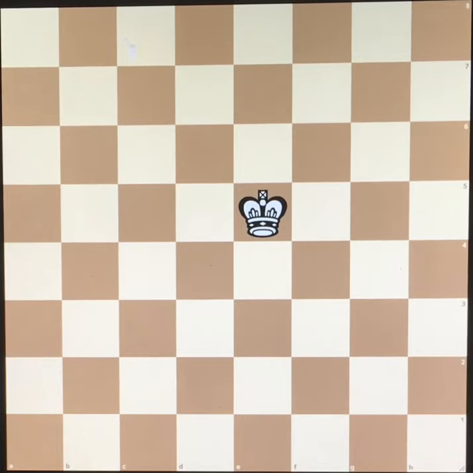The next piece we'll discuss is the king. The king has a very similar way of moving to the pawn, where it can move 1 square up and 1 square sideways and diagonally. However, it can move any way it wants, backwards or forwards.